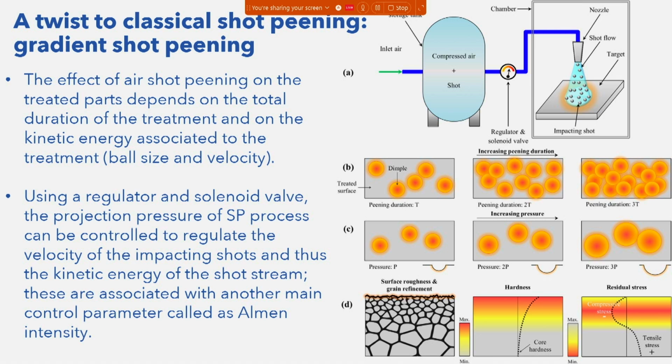The way air shot peening is done is using a regulator and a valve. The projection pressure of the shot peening process is controlled, and the velocity is regulated. Finally we obtain the effects we already know, that is surface roughness and grain refinement close to the surface, an increment of the hardness, and also the residual stresses under the surface. This is the usual way.